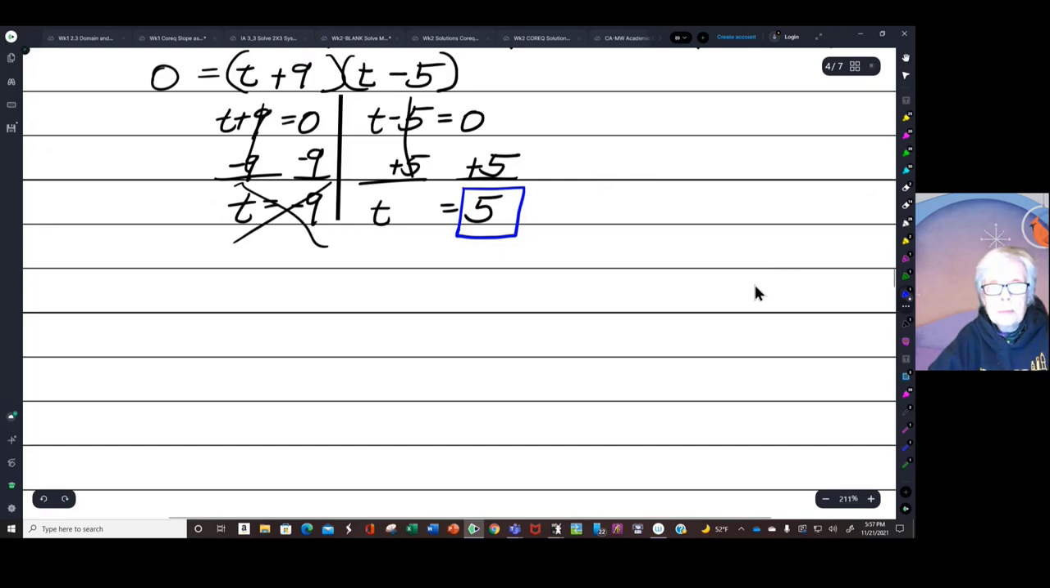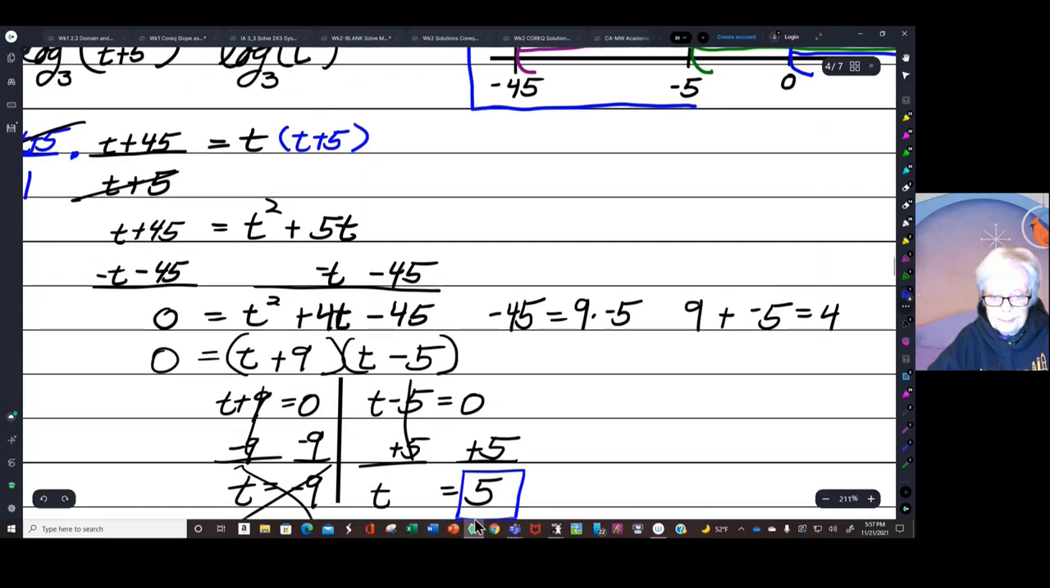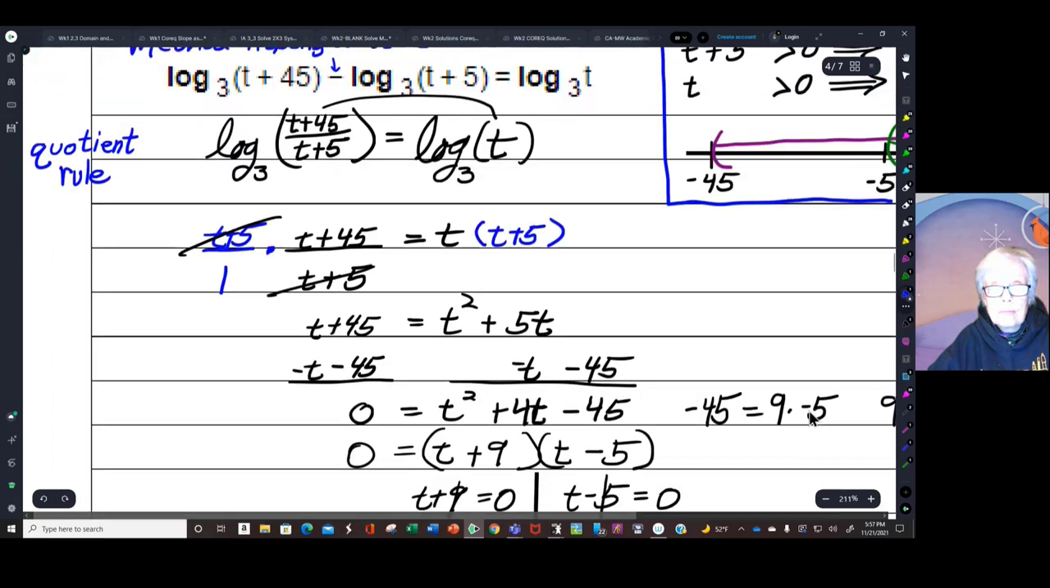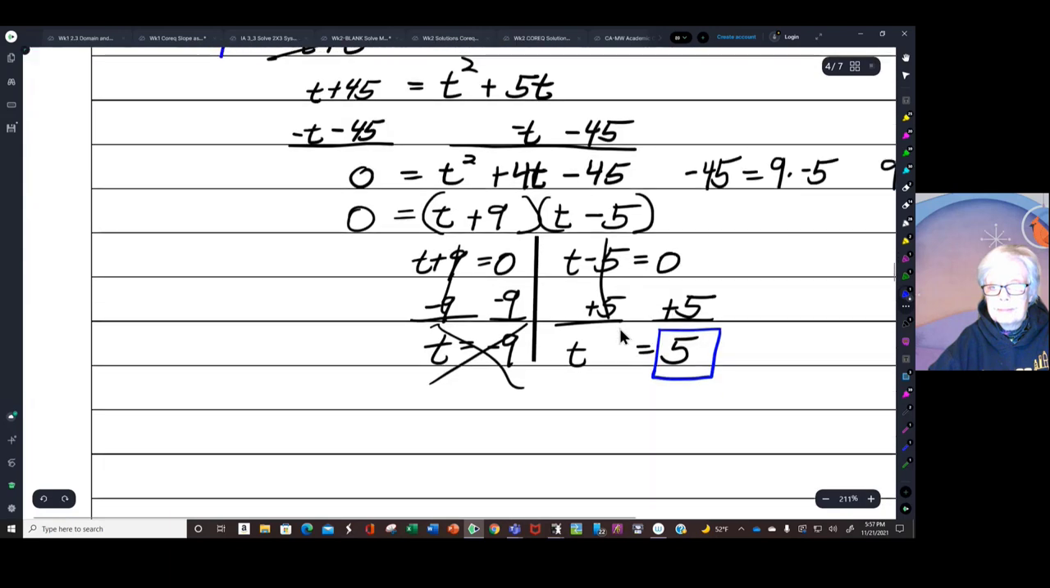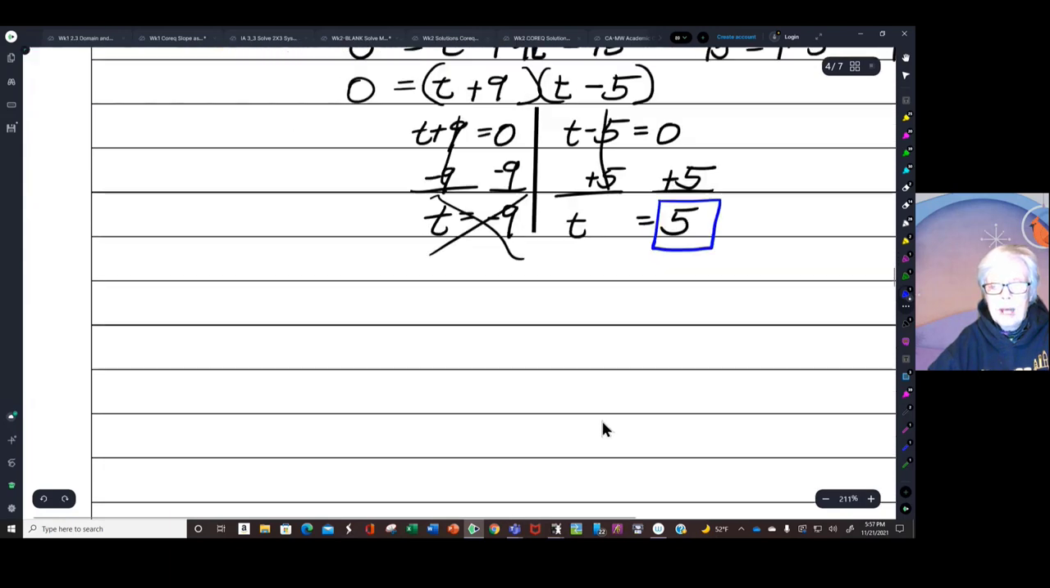Let's look at the property of one-to-one functions. Notice we condensed our log, so we have the log of an argument equals the log of an argument. When we have that, the two arguments are equal, and then you solve from there. In a way, it's easier that way. Okay.